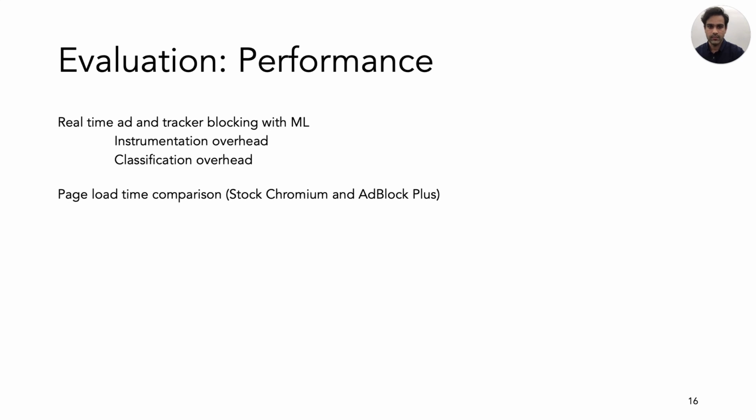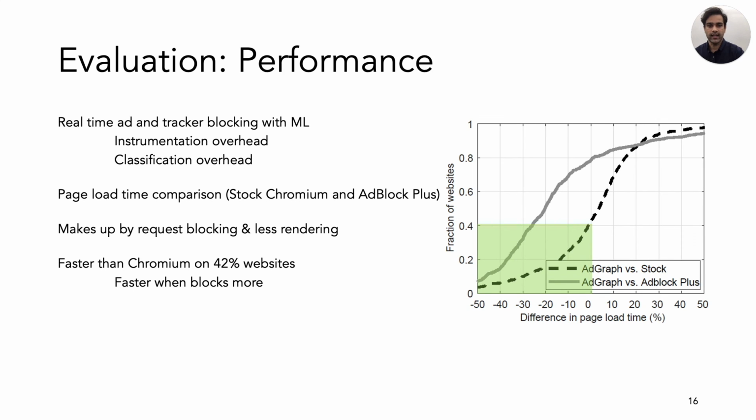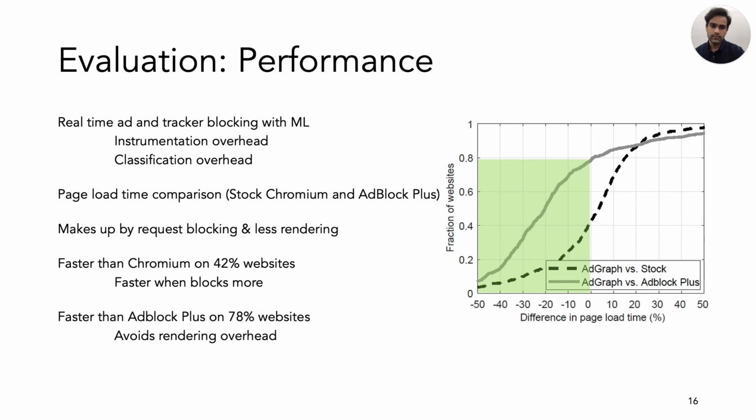Interestingly, we find that AdGraph makes up for the instrumentation and classification overheads by blocking network requests and doing less rendering. In comparison to stock Chromium, we find that AdGraph loads 42% of the websites faster. These are the websites on which AdGraph blocks more content. In comparison to AdBlock Plus, we find that AdGraph loads 78% of the websites faster.